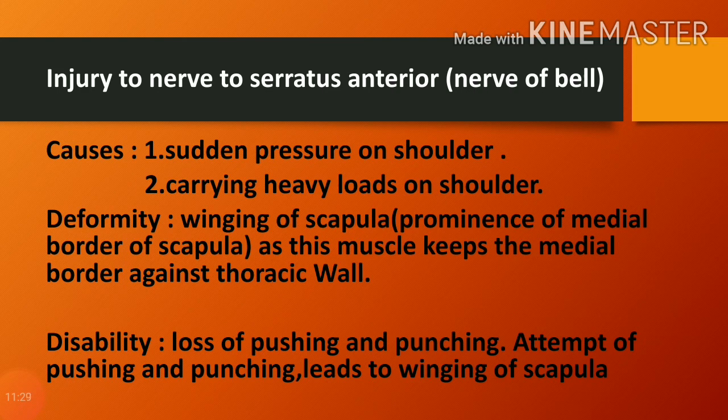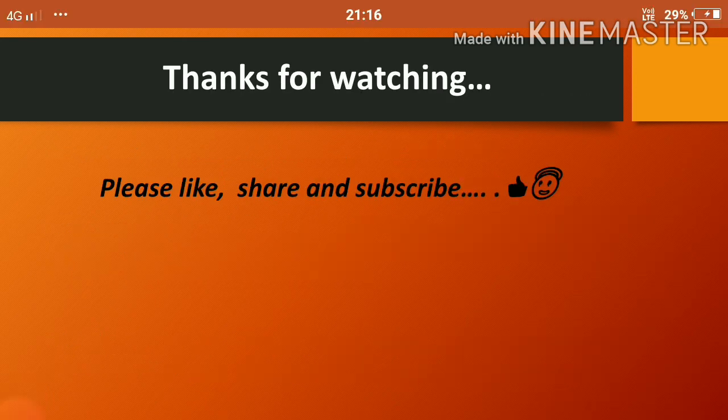You can also try right now. Just punch your hand in the air. You will see that your scapula is drawn forward. So whenever this muscle is paralyzed, there will be loss of punching and pushing actions. By this you can understand that this muscle helps in pushing and punching, and paralysis leads the scapula to move forward. Okay, so by this we complete our video on clinical anatomy of the brachial plexus.